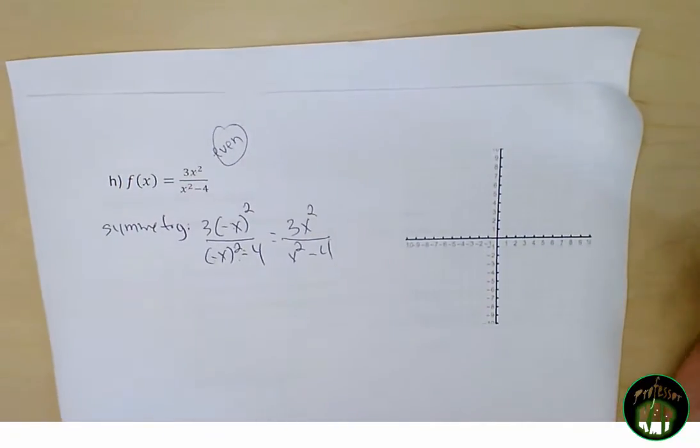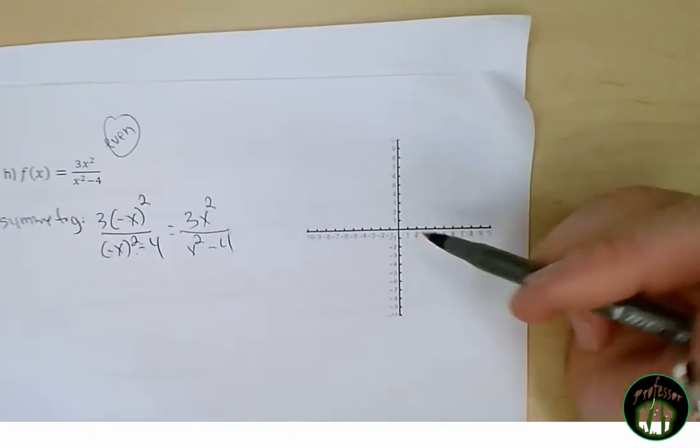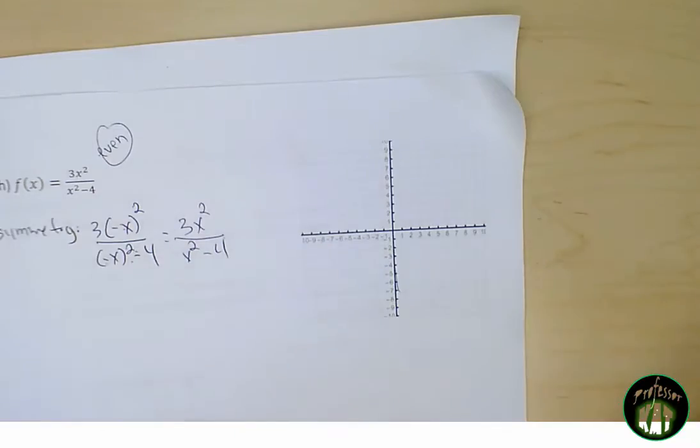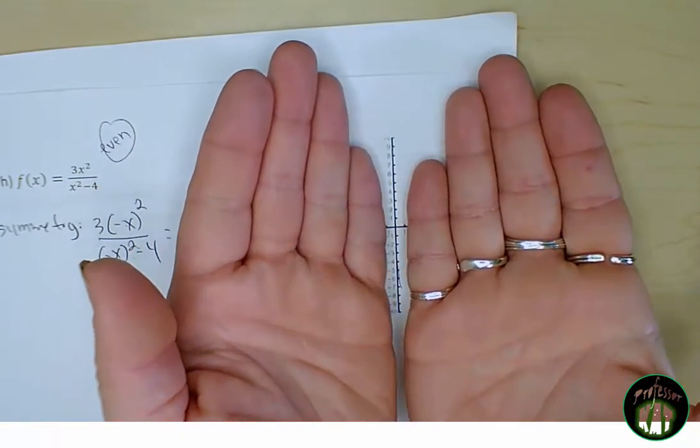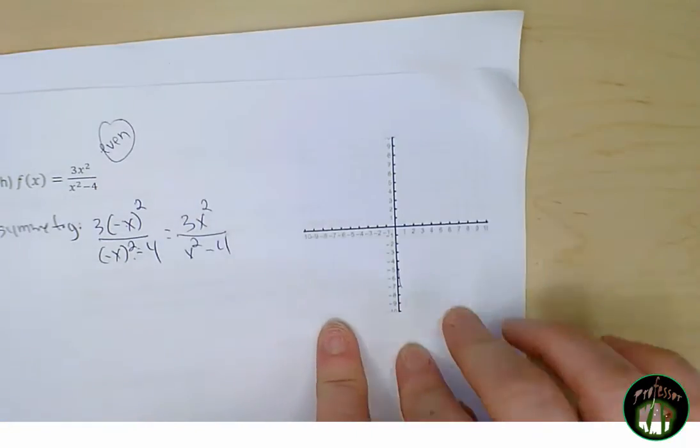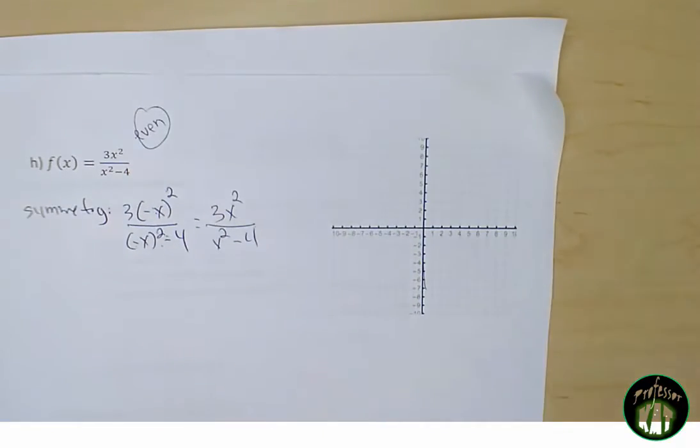This is an even function, which means if we take this y-axis and we fold it, right? So pretend the left side and the right side. If we were to fold this up like this, every point on the left is going to match up with every point on the right-hand side.